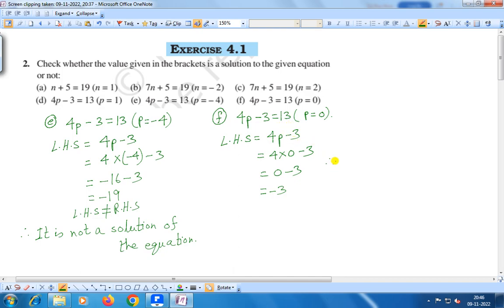But the value of right hand side is 13, therefore we can say that left hand side is not equal to right hand side. Therefore we can say that it is not a solution of the equation.